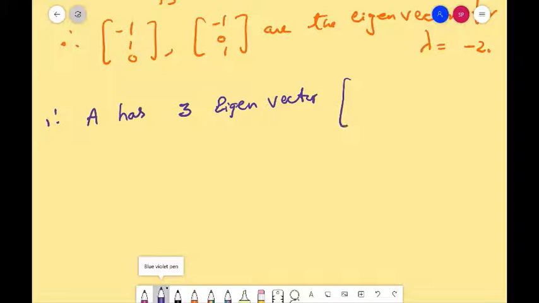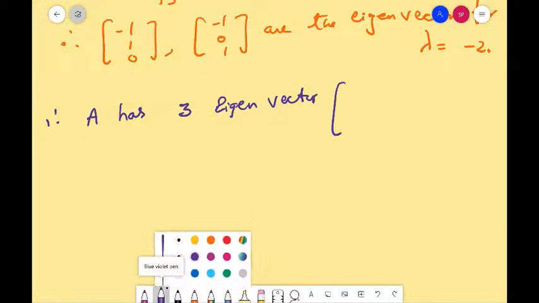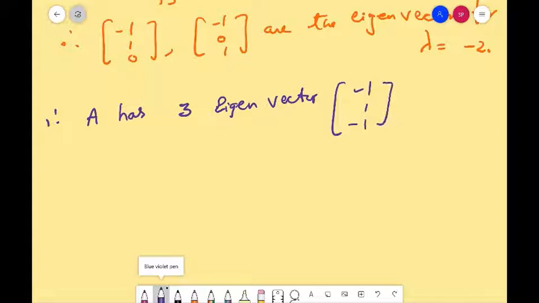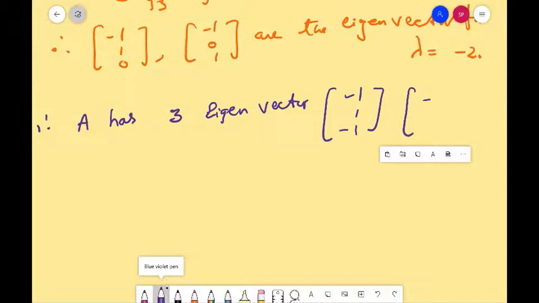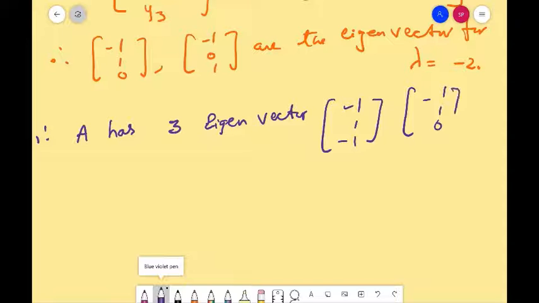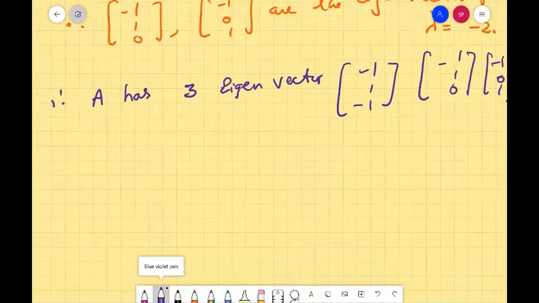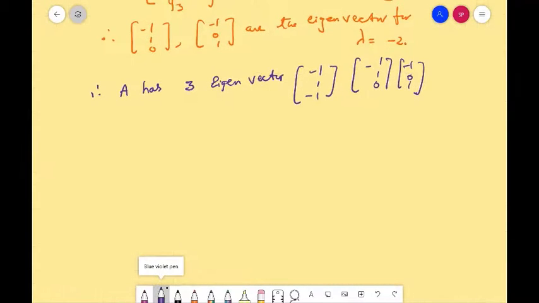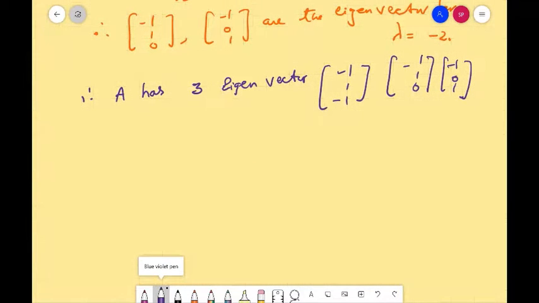What are those? The first one is 1, minus 1, 1, and then not 1, minus 1, 1, it is, we have taken it as minus 1, 1, minus 1. And the second vectors we have just now written are minus 1, 1, 0 and minus 1, 0, 1. Now what do you have to do? Next you have to write P. What is P? P is the matrix having these 3 eigenvectors as columns.